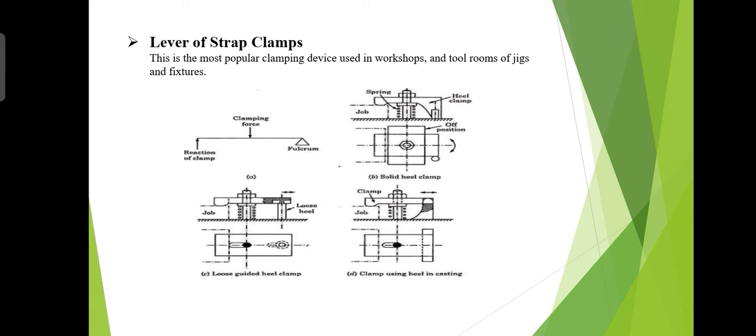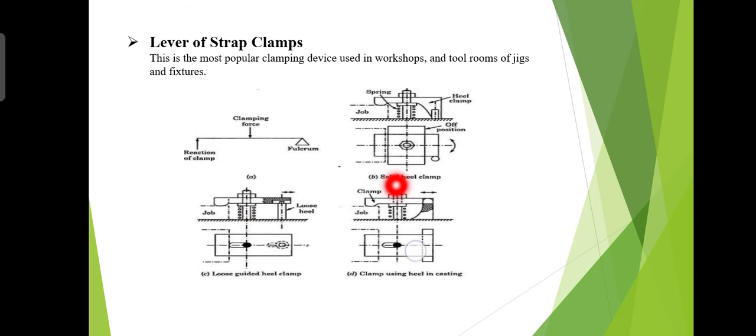So this is the type of lever or strap clamp, and you can easily see the diagrams of the lever. This one is the fulcrum. It is also known as a support. If you consider a cantilever beam, you will get the fulcrum at one free end. So this one is the support, and this is the clamping force, and this is the reaction of the clamp. So lever or strap clamps are based on these principles.